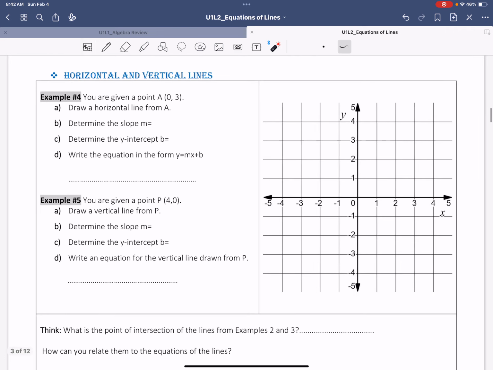So next we're looking at horizontal and vertical lines. So first, from the point with coordinates 0, 3, we have to draw a horizontal line. So x equals 0, y equals 3 will be right on the y-axis. And from the y-axis, right here, I will be drawing a horizontal line. There it is.